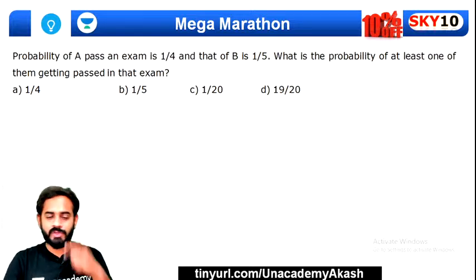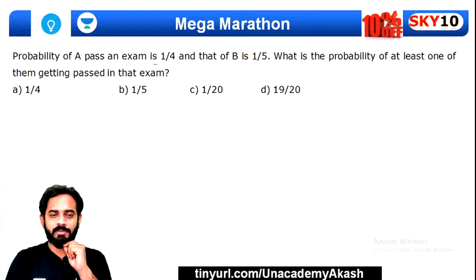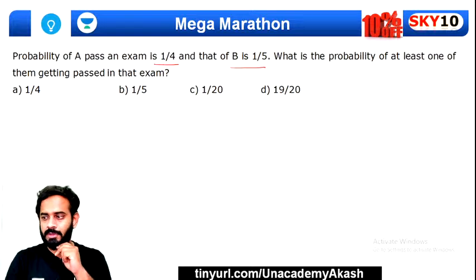Shall I explain this question? The probability of A passing an exam is 1 by 4 and that of B passing an exam is 1 by 5.